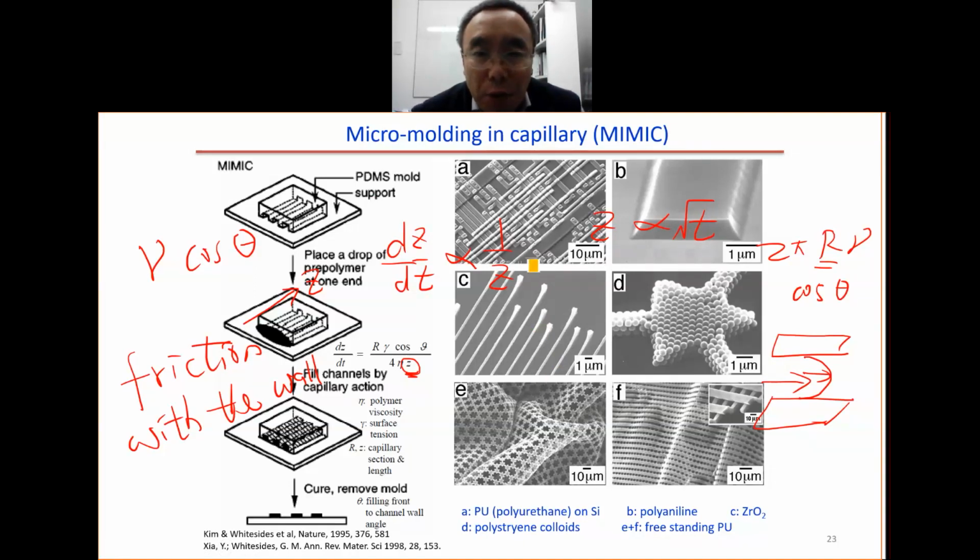So here are the examples. This one is the polyurethane. The second one is the polyaniline. So what is special for polyaniline? This one is the conducting polymer. The third one is the zirconium oxide.